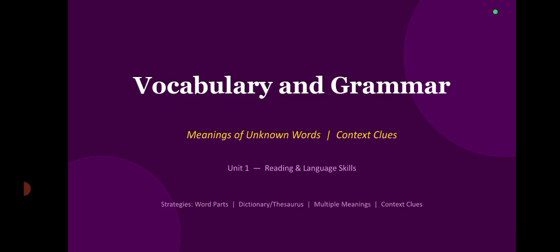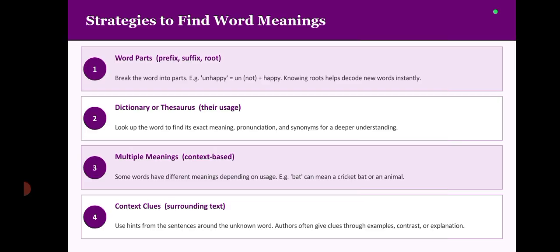This is our second lecture of English, that is of vocabulary and grammar, on page number 9 of your textbook. Previously we have covered our vocabulary, our critical thinking questions, our figurative language, then we have vocabulary and grammar here. The topic here is about strategies to find word meanings.